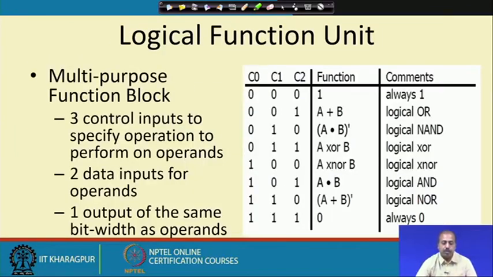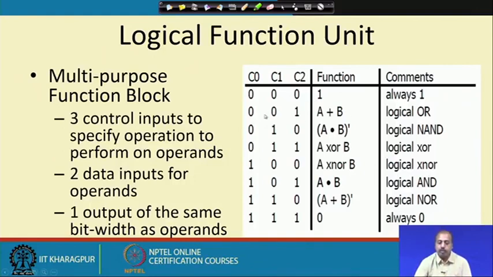Another example: we have a multipurpose function block. It has C 0, C 1, C 2, which are the control inputs, and there are two data inputs A and B. Based on C 0, C 1, C 2, it will perform some function. For example, if C 0, C 1, C 2 are all 0, it is a constant function, so irrespective of the values of A and B, it will output a 1.